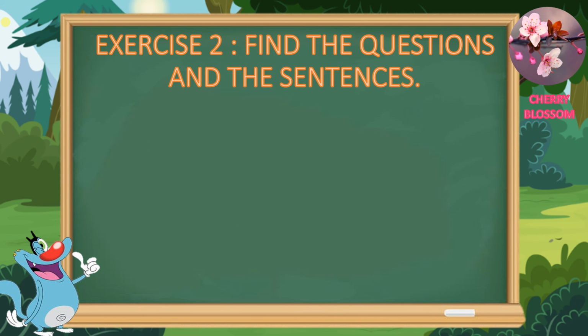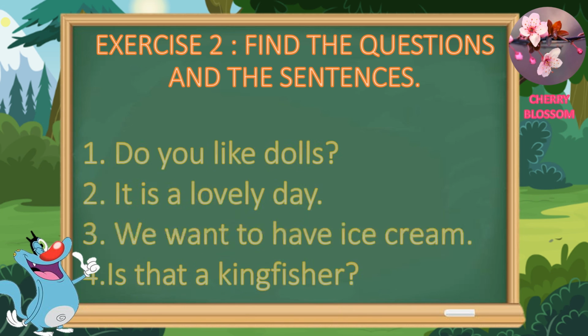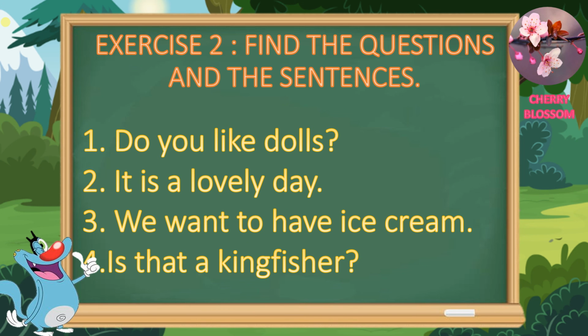Let's revise by solving an exercise. Find the questions and the sentences. Do you like dolls? In this, the starting word Do begins with a capital letter D and ends with a question mark. So it's a question. Next one, it's a lovely day. In this, the starting word It begins with a capital letter I and ends with a full stop. So it's a sentence. Next, we want to have ice cream. In this, the starting word We begins with a capital letter and ends with a full stop. So it's a sentence. The fourth sentence, is that a kingfisher? In this, the starting word Is begins with a capital letter I and ends with a question mark. So it's a question.